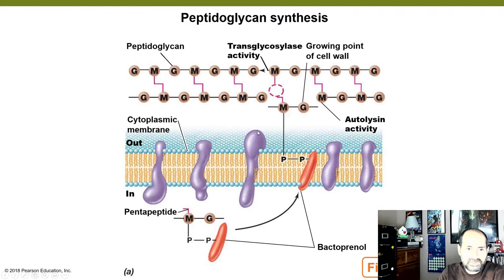So take a look here. You have the autolysins. Autolysins will break the existing cell wall. You have bactoprenol bringing new cell wall components to the site of insertion. And then you have transglycosylase activity. This glycosylase activity will then insert this new building block into place. This is how cell wall material is made. This is how peptidoglycan is lengthened.